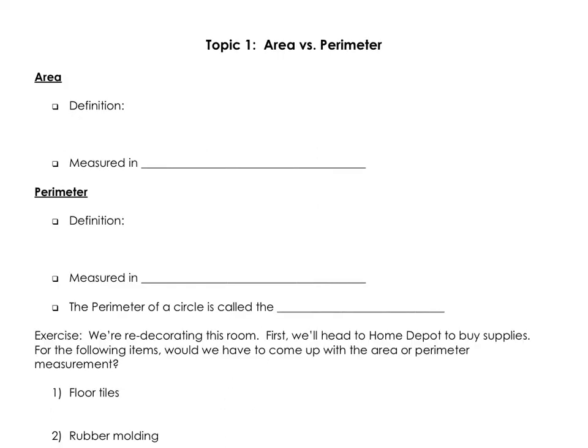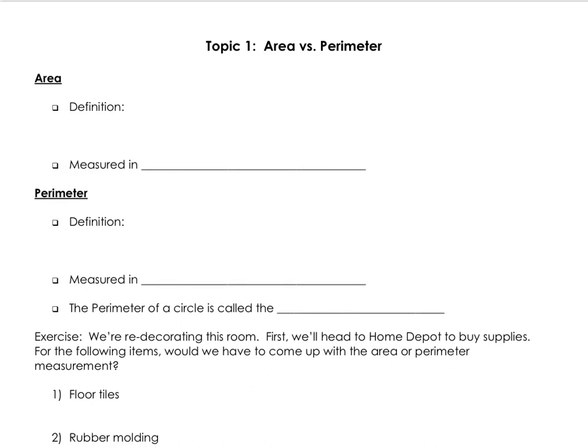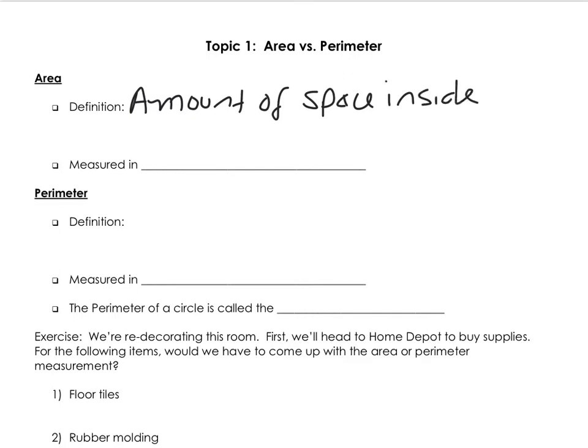So I want to talk about the difference today between area and perimeter. If you think about area, the area of a shape, that's the amount of space inside a shape. And I'm sorry for my writing here. It's very hard to write on this thing. And it's always measured in square units. That might be square feet, it might be square inches, but it's measured in squares.